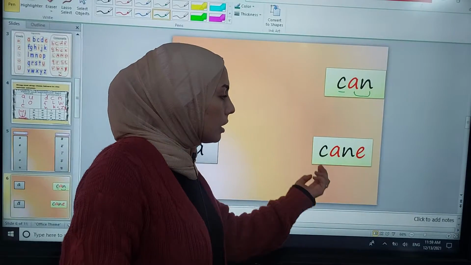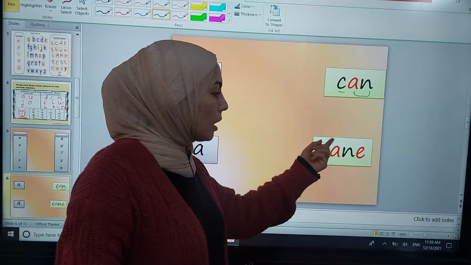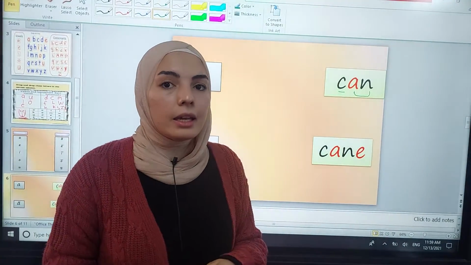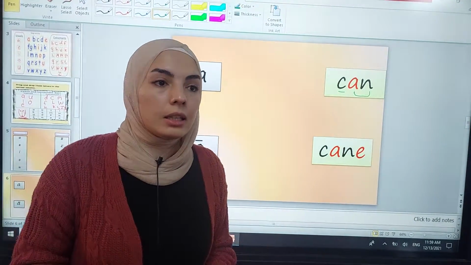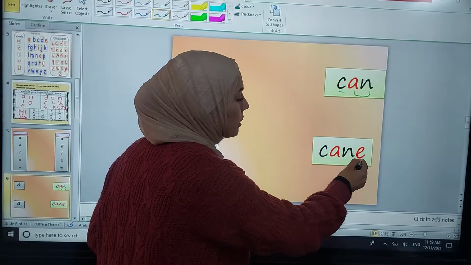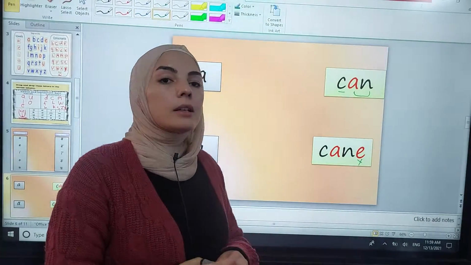So here we have K. The long sound for letter A is "ay." So K-A-N will be "cane." We can't pronounce this one, okay? We just pronounce the first one as long.